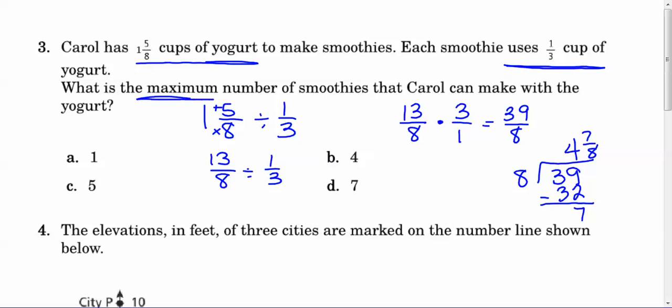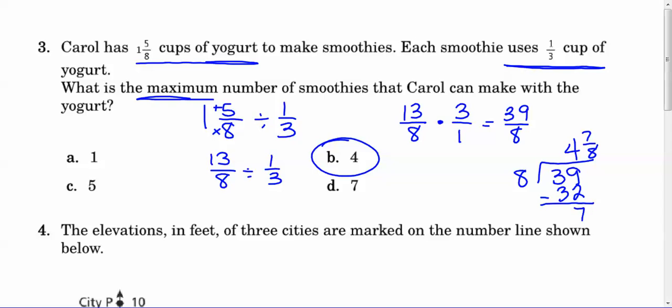So again, lots of opportunities to make some silly errors, but I could see some kids not knowing what to do with this rounding, because a lot of times you'll say, oh, you round up here. But in this case, it's looking for the whole number of smoothies, the maximum number of smoothies. You can't quite stretch that one to 5 smoothies. So that would be choice B, 4.